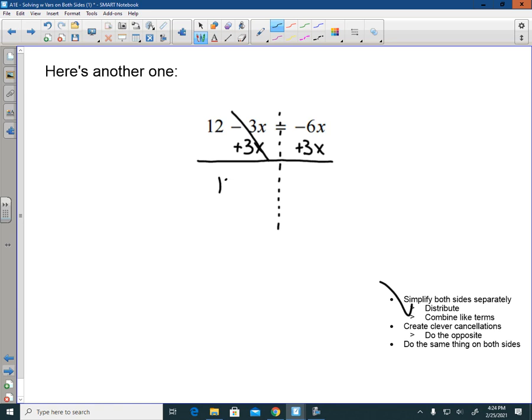The 12 comes down, and that's going to equal -6x plus 3x, which is -3x. And then this one-step equation can be solved by dividing by what's right next to that x, which is -3. 12 divided by -3 is -4, and that equals x. And there you go. It's not a whole lot different than what we've been doing.